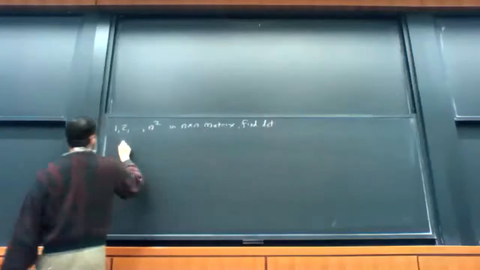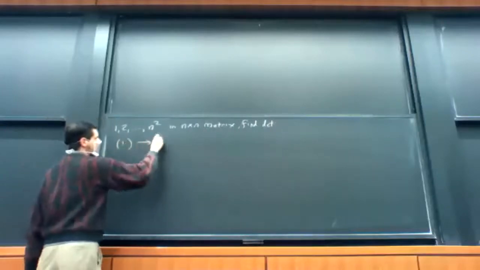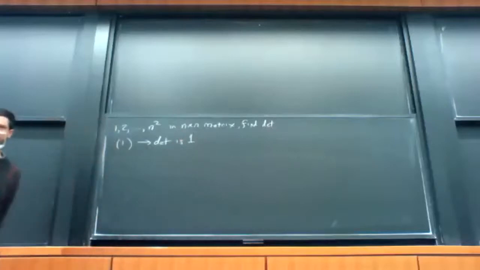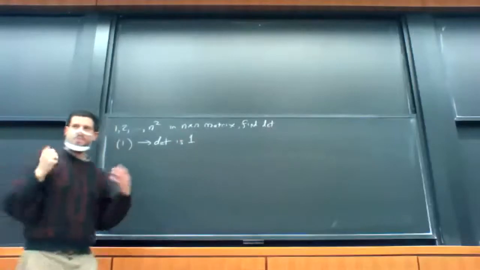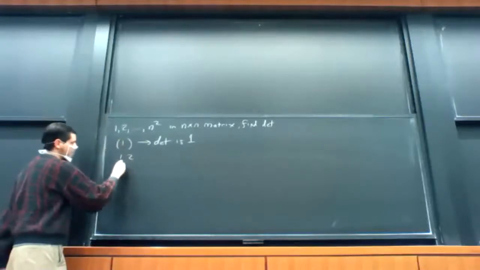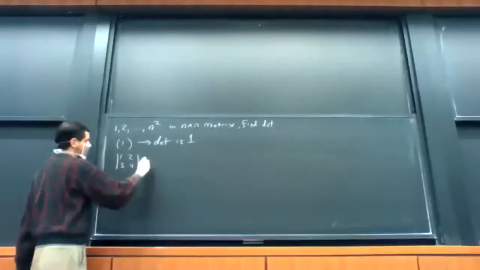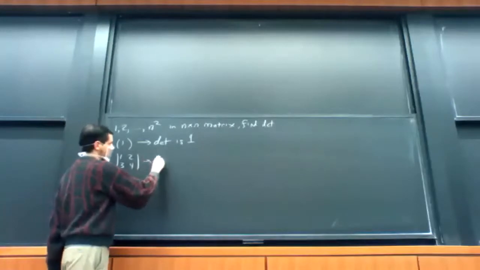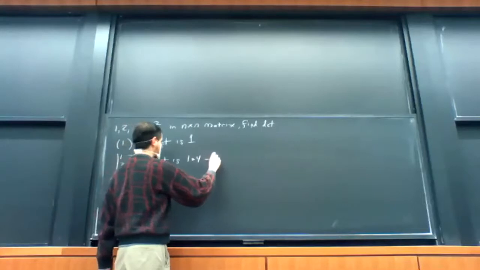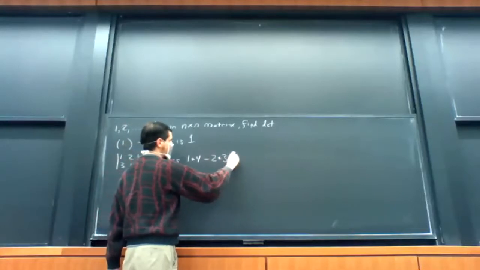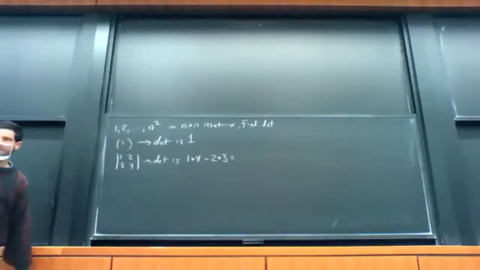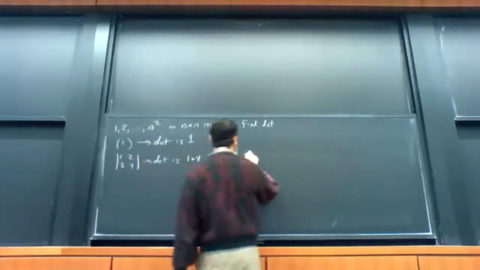So we start off with a 1 by 1 matrix. The determinant is 1. Building on this remarkable success, we now look at the 2 by 2 case, 1, 2, 3, 4. When we calculate the determinant, it's going to be 1 times 4 minus 2 times 3, which is minus 2. Do you notice a pattern?